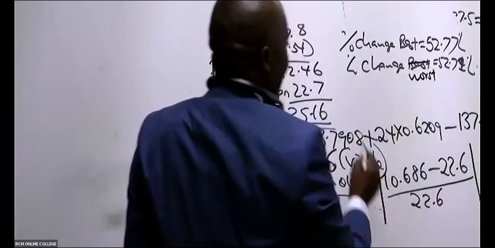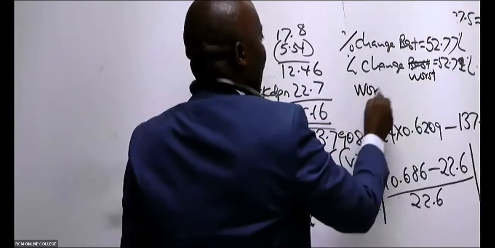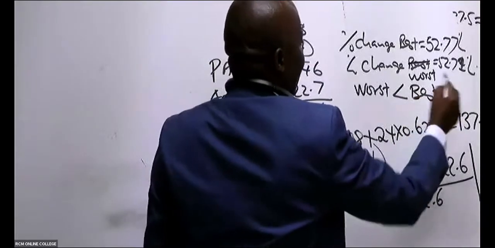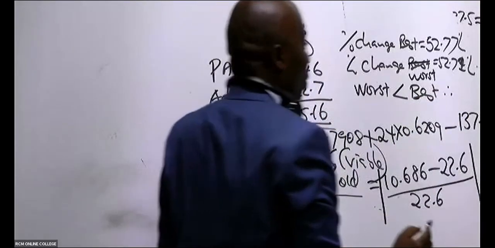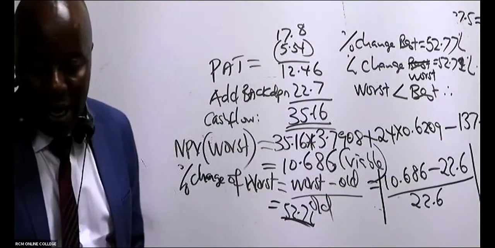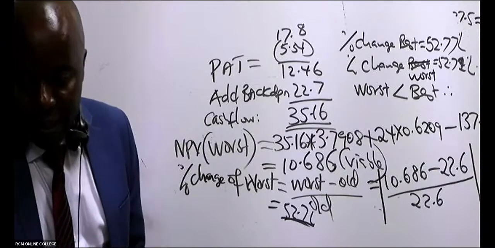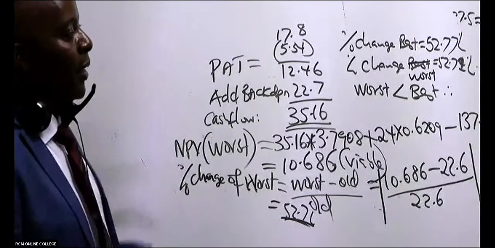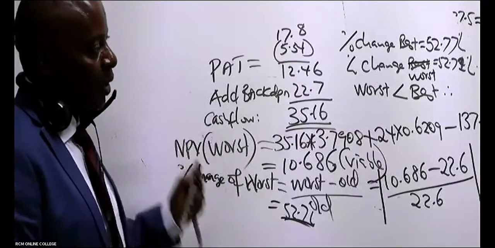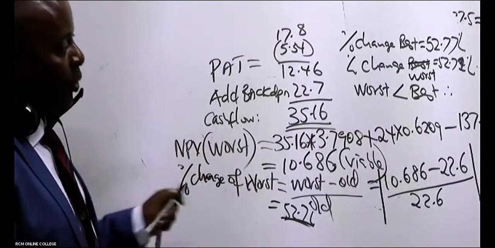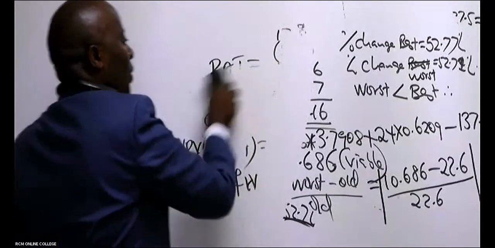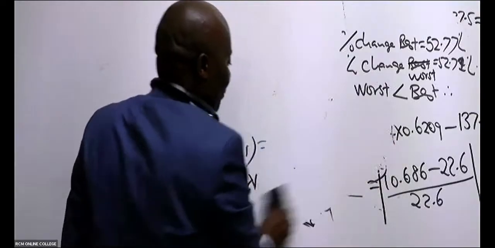So in that case, we can see that worst is less than what here, somebody? Best, implying that the project has a lower risk. The project or the variable has a lower risk. So whenever the worst percentage is less than the best percentage, you say that the project or the variable has a lower risk. That's how you do the interpretation now.